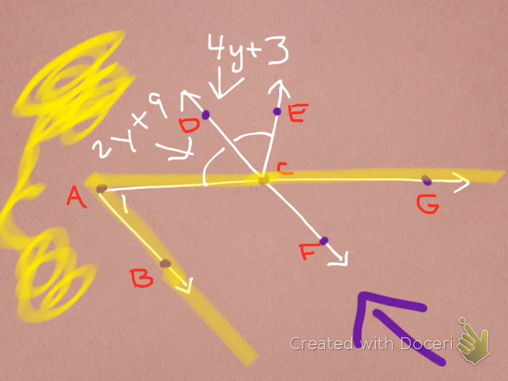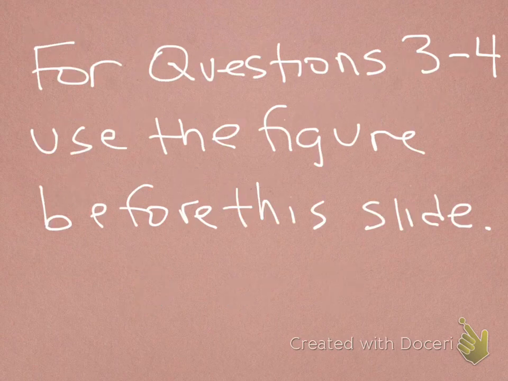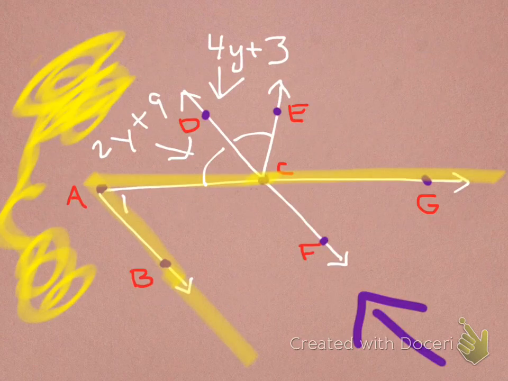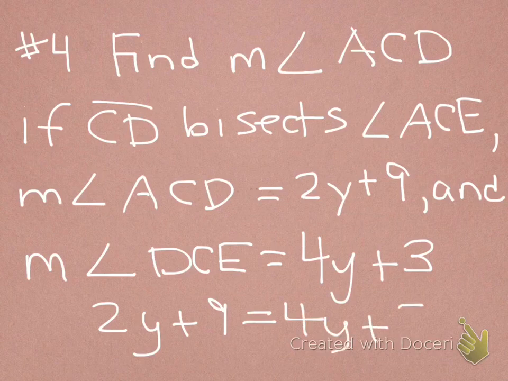So we need to find ACD. Okay, and then it says that we already determined that the two parts that I just labeled were equal. So we need to find y first and then plug in y for ACD. So let's put them equal to each other, because with CD bisecting the angle, that makes two equal parts. And we're solving for y.